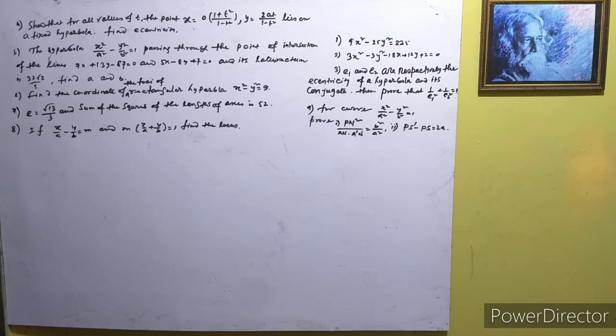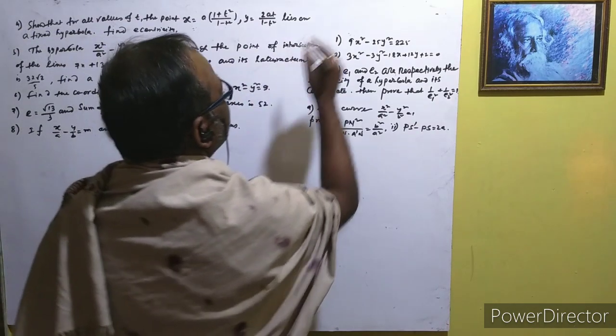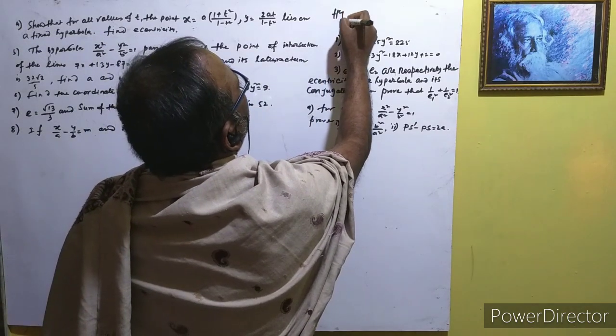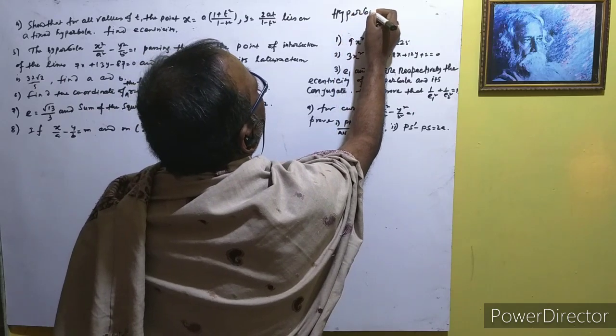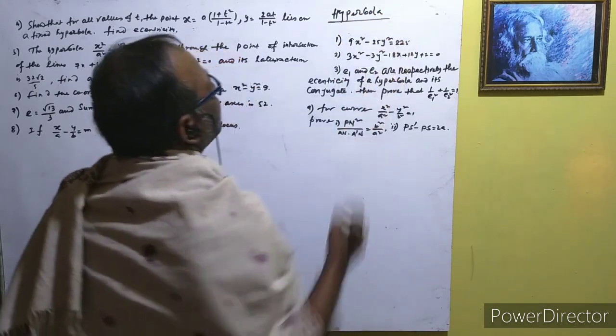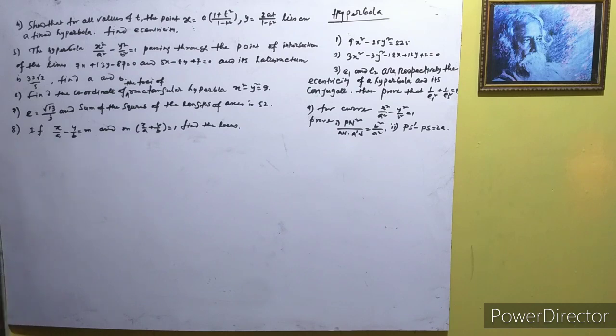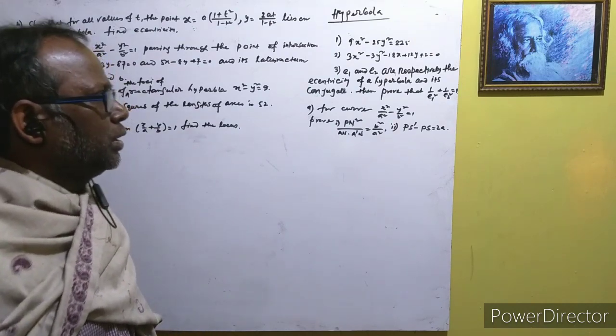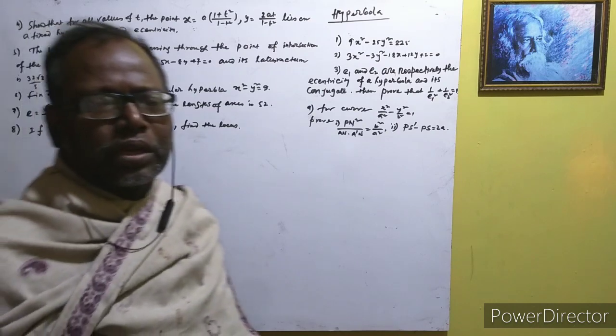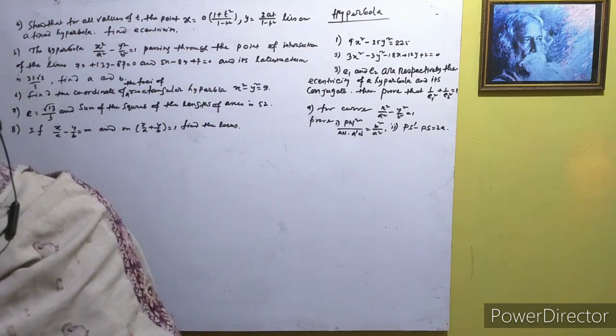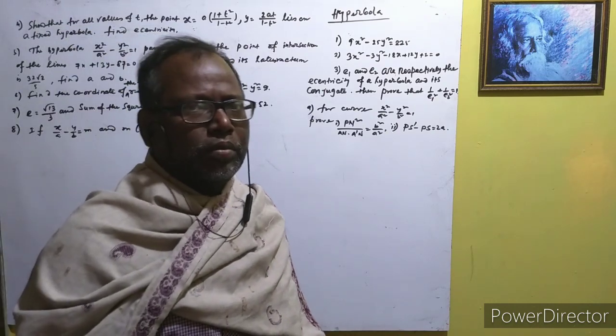This is the chapter about hyperbola. This is one of the parts of the conic section. In my previous video, there was a discussion about the conic sections like ellipse and parabola.